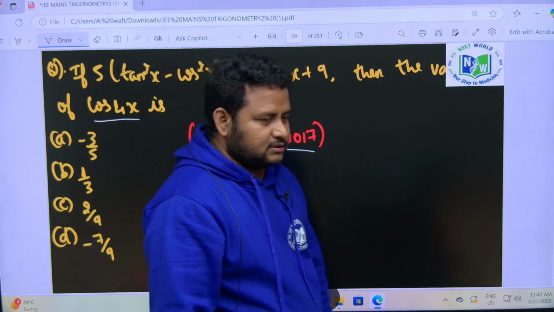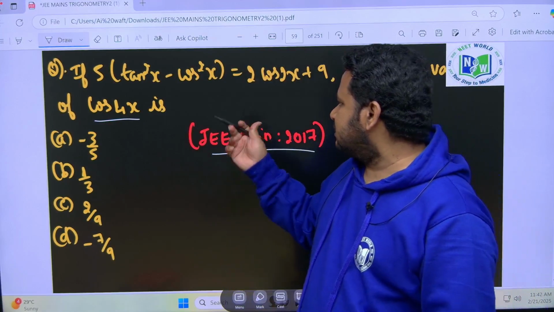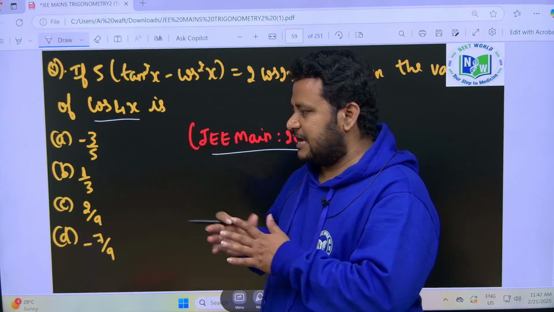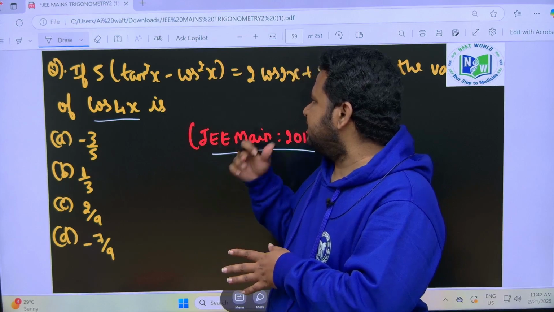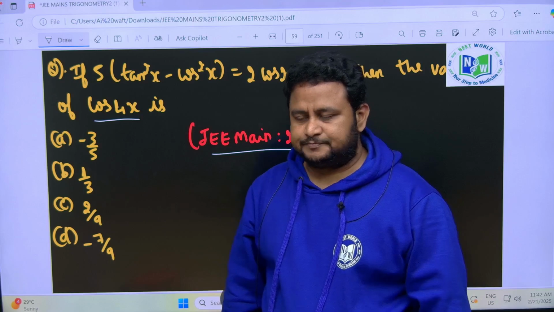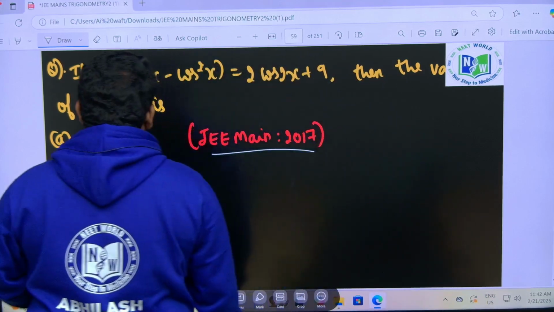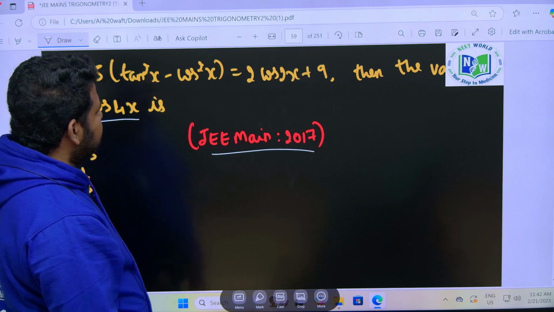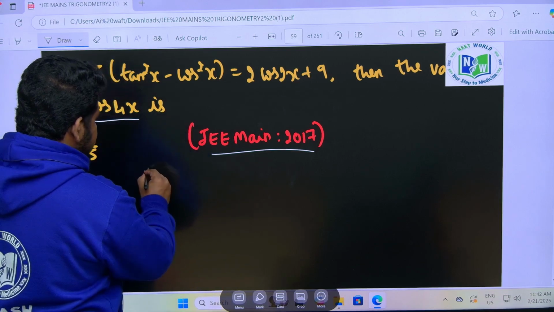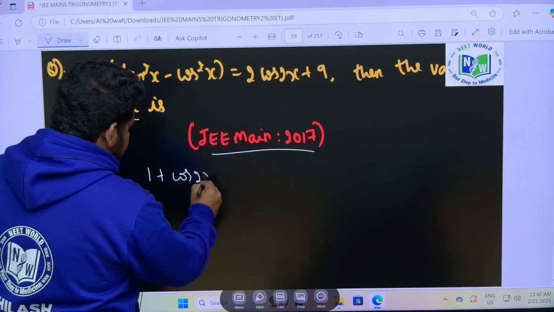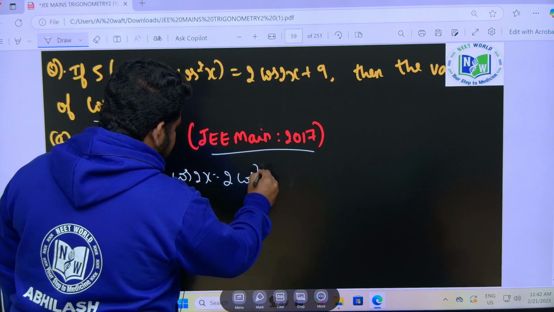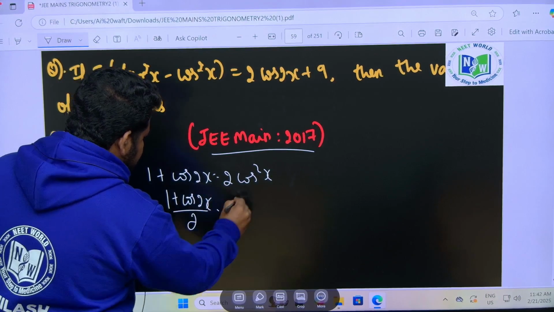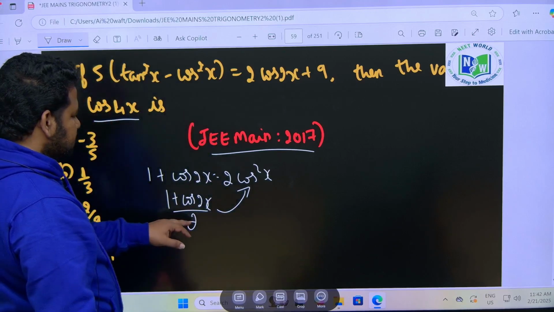So in this question, the only thing you can do is either convert cos square to tan square, or tan square to cos square. Okay, so let us see how to solve this. Cos square x is there. For cos square x, what can we write? We know that 1 plus cos 2x is equal to 2 cos square x. So cos square x will become 1 plus cos 2x by 2. So wherever cos square x is there, I can write 1 plus cos 2x by 2.